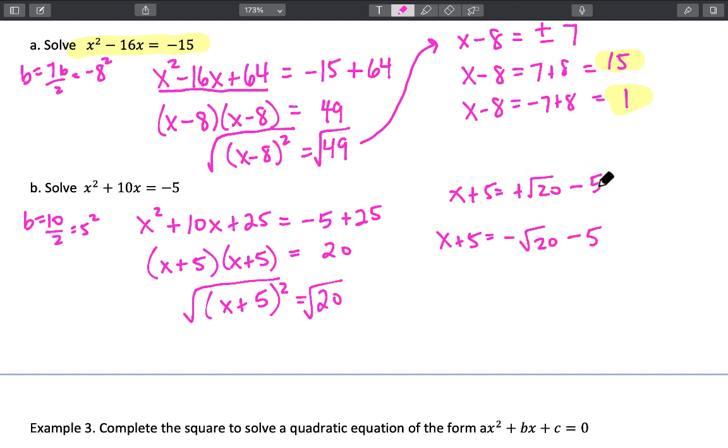Now when we punch those into our calculator, we're going to get some decimal answers, and that's going to come out to be negative 0.0527, and this one here is going to turn out to be negative 9.472. All right, and I highly recommend that you punch those into your calculator just to check those, but we've now used this method of completing the square in order to solve this quadratic equation.